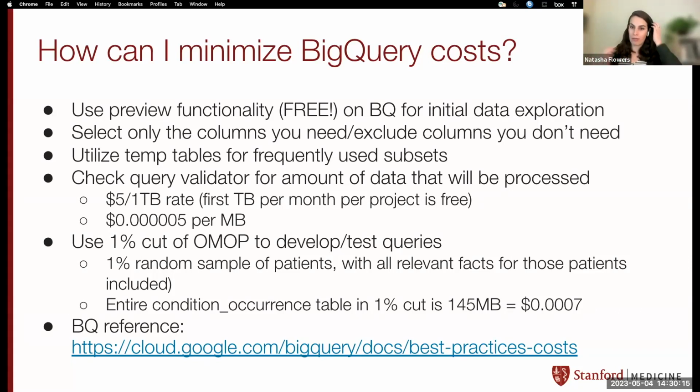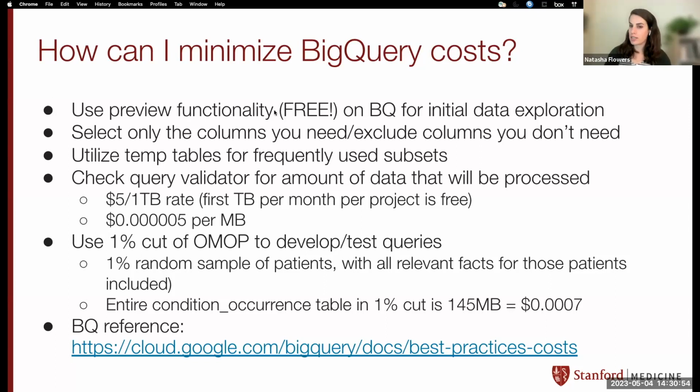If you start running on the full OMOP and you start querying all of the rows, then that gets expensive. If I queried the entire condition occurrence table from the DID 1% light, that would be 145 megabytes, which would be 7,000th of a cent. So it's pretty cheap at that level. It's just if you start doing too much with the full OMOP, repeating a lot of big queries or doing a lot of select stars, that it starts to become an issue.